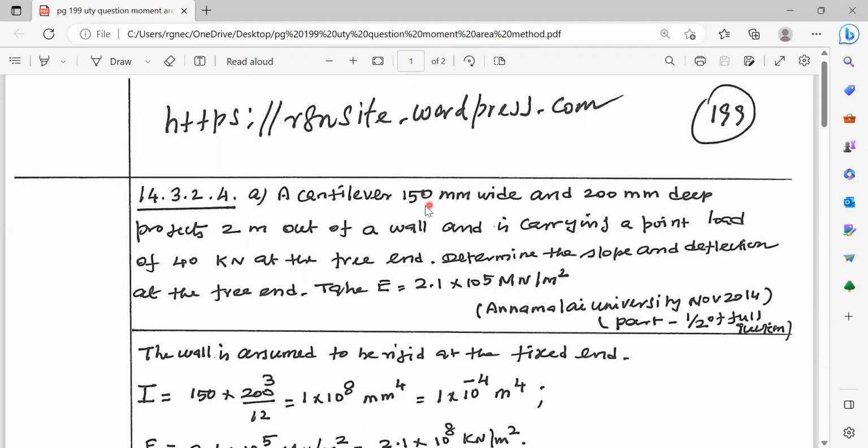The cross section of the cantilever beam is 150 mm wide and 200 mm deep. It projects 2 meters out of the wall. That is, the cantilever span is 2 meters. It is carrying a point load of 40 kilonewton at the free end. Determine the slope and deflection at the free end. Take E is equal to 2.1 into 10 power 5 newton per millimeter square.